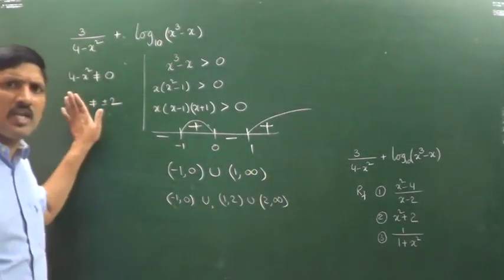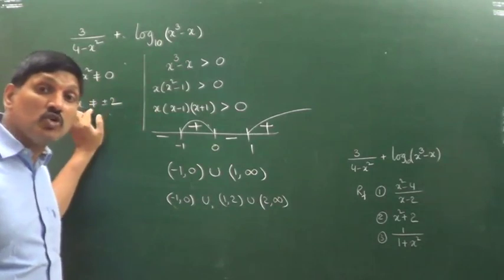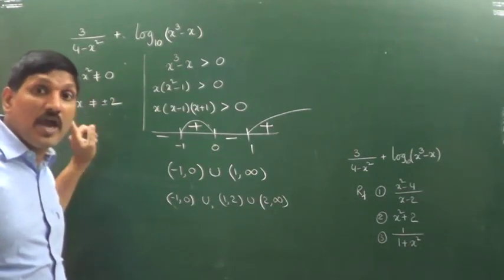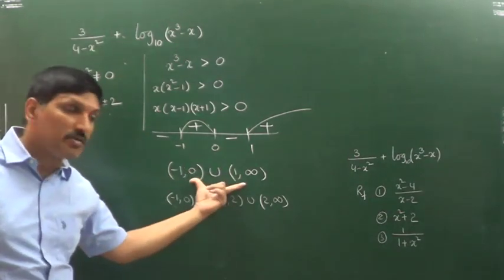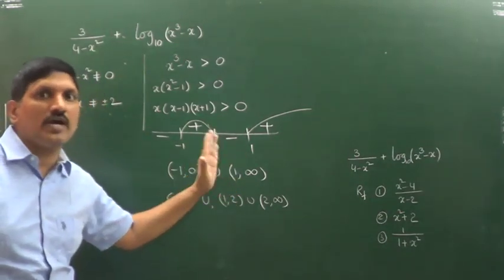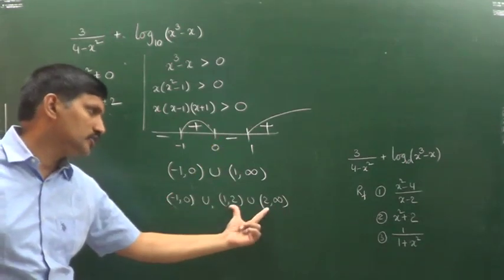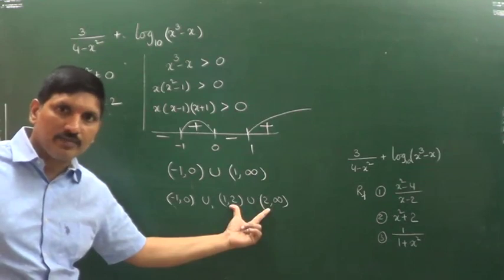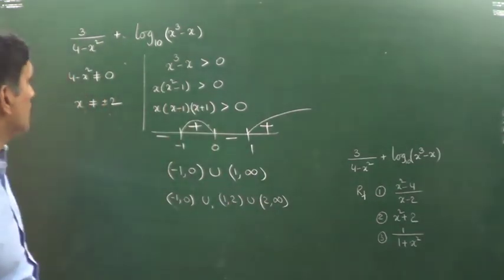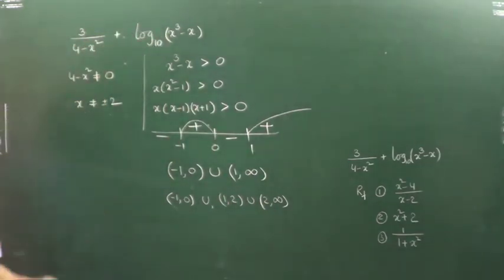So here all real numbers except minus 2 and plus 2. Here we got this information. In this information 2 is involved, that's why I am removing that 2. 2 is removed. Open interval we kept means 2 is not taken. Okay, so that is the domain for this function.